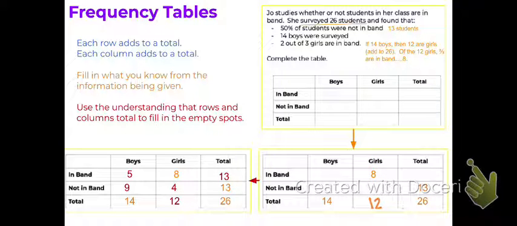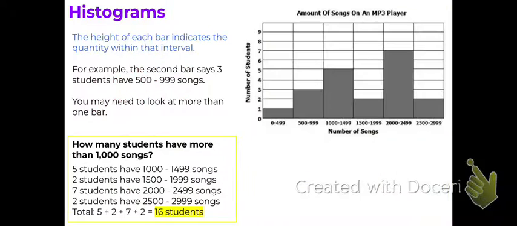After you fill those out, now you can start filling in all the empty spots. So I knew that if this adds up to 26 and this is 13, then this must be 13. If this is 26 and this is 14, then this must be 12. 14 plus 12 is 26. If this is 12 and this is 8, then this must be 4 because 8 plus 4 is 12, and so on. So you're just looking and figuring out what number goes here if I know that they add up to this. So that is frequency tables.